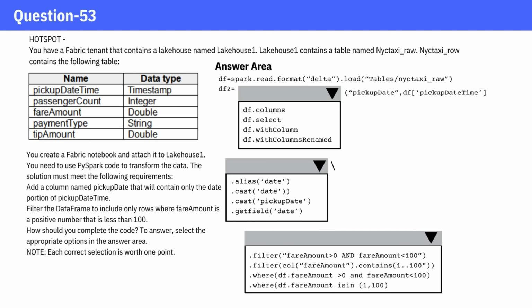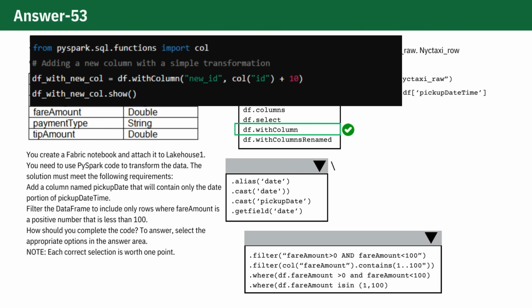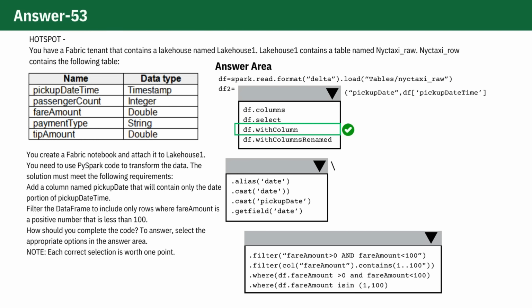How should you complete the code? To answer, select the appropriate options in the answer area. The correct answers are here. To add a column named Pickup Date df.with column is the appropriate choice because it allows you to specify both the column name and the operations for its values. The other options do not fit our needs.